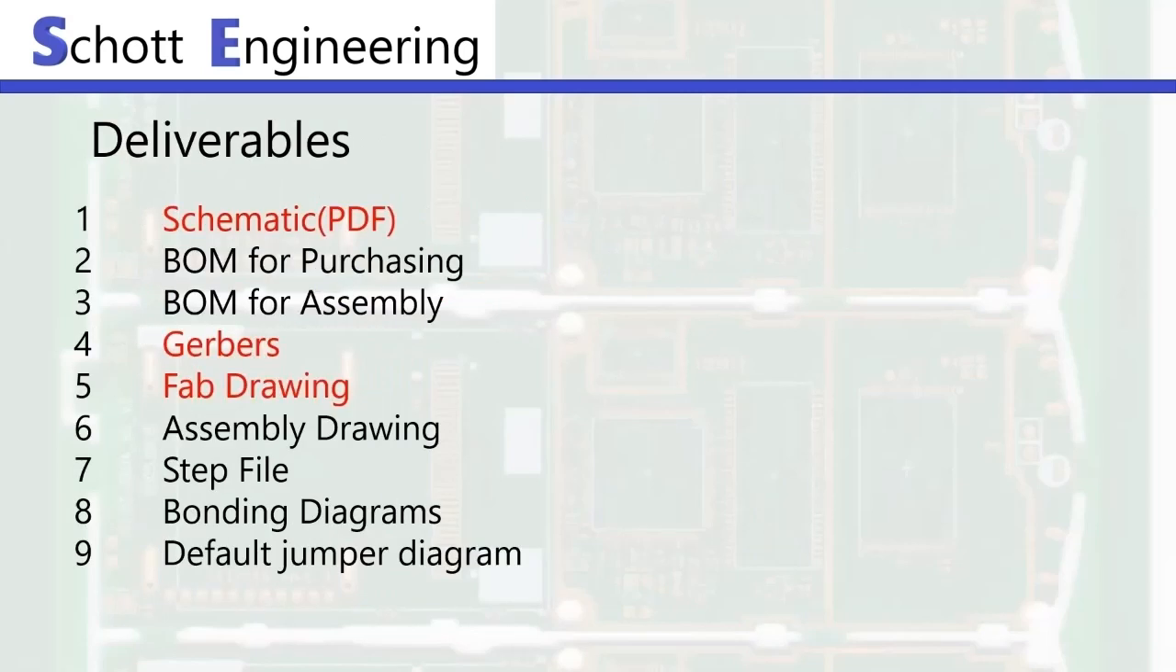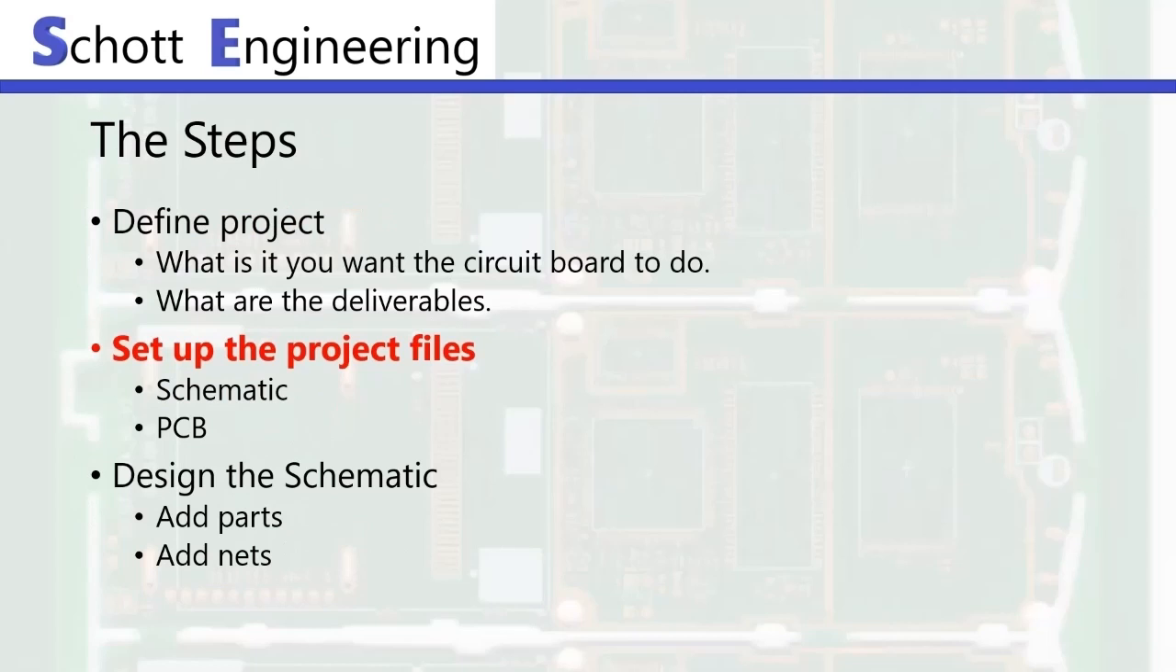Next is to define what are the deliverables. We want to do a schematic and Gerbers and fab drawing, but there are other things that we could produce as well if we desired to. Next, we want to set up the project files.